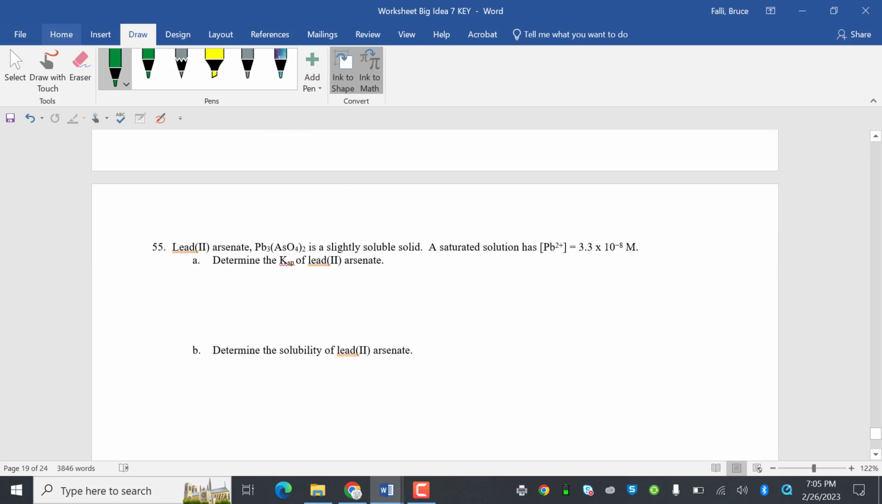Lead arsenate is a slightly soluble solid. A saturated solution has lead with this concentration. Determine the Ksp of lead arsenate. You know what? I think you can't do this because it could be other things.